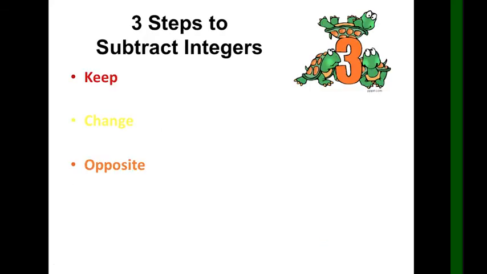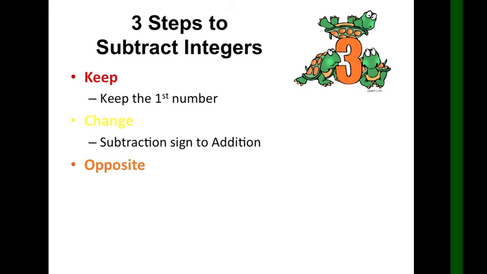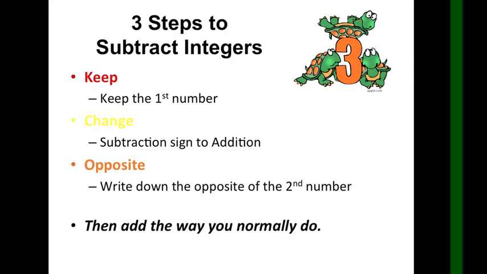Now, for the subtraction of integers, we have the 3 steps. First, keep. So, keep the first number. Second, change the subtraction sign to addition sign. And then opposite. Write down the opposite of the second number. Okay. So then add the way you do normally in the addition of integers.